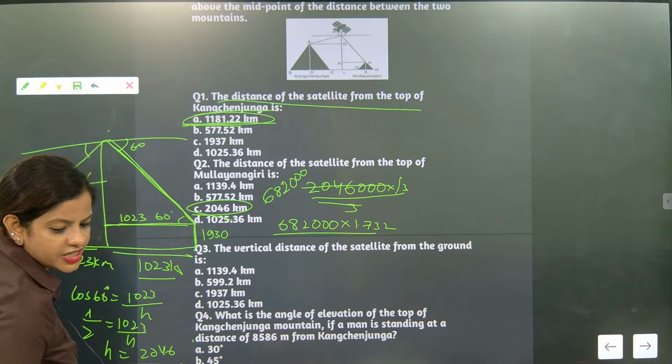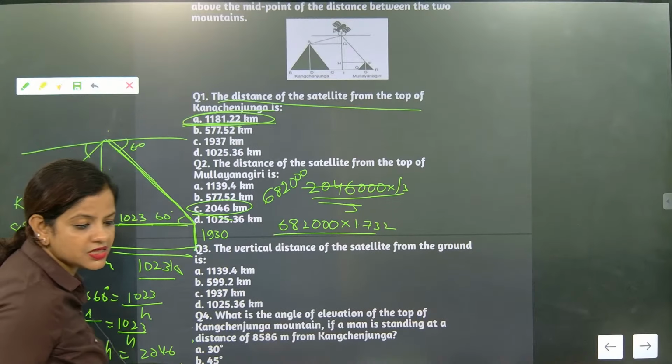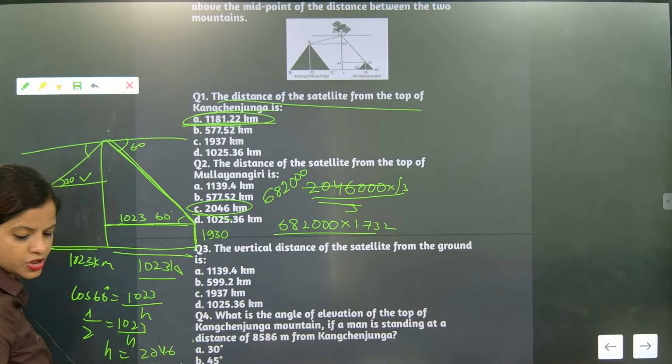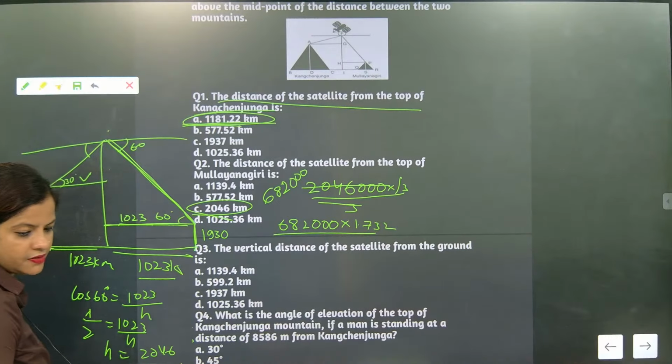Yes, beta, cos 60 degrees. So 2046 will be the answer. Yes, absolutely correct. The correct answer is 2046. Done?